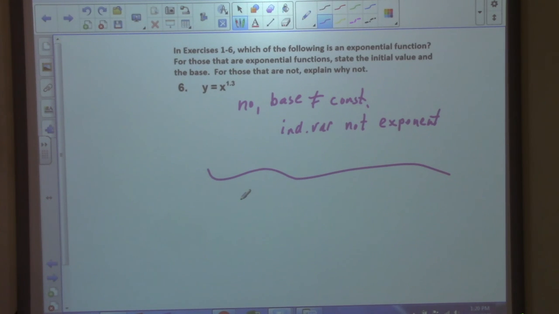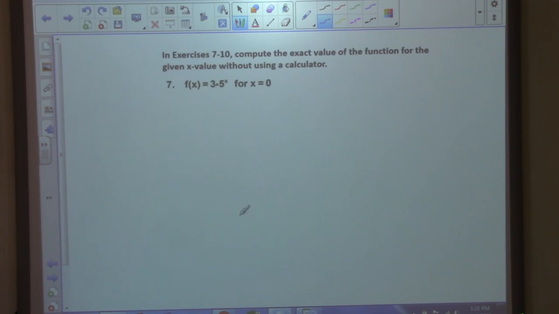Now we're going to go through the next set here, which has to do with evaluating the functions. We may not get to 11 and 12. It says compute the exact value of the function for a given x value without using a calculator. And so what would you get for this one right here? 3. Okay, we get f of 0 equals 3.